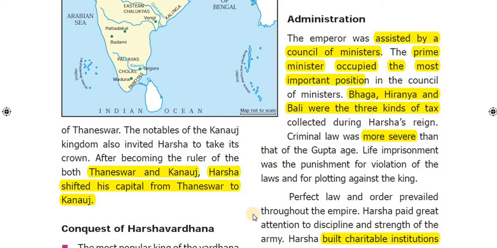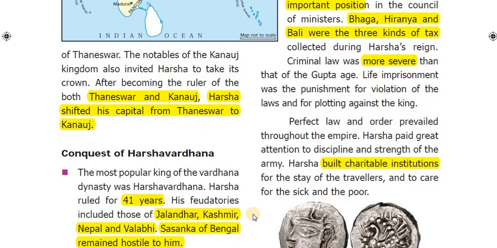The notables of the Kanauj kingdom also invited Harsha to take its crown. After becoming the ruler of both Taneshwar and Kanauj, Harsha shifted his capital from Taneshwar to Kanauj. Conquests of Harshavardhana.